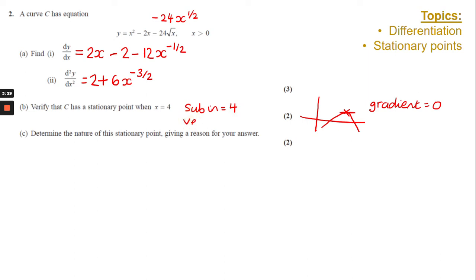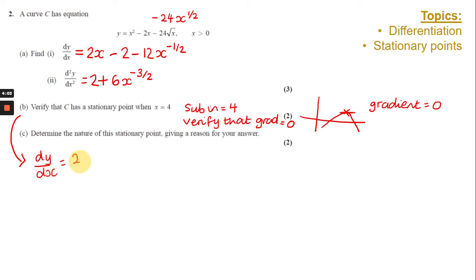And verify that the gradient is equal to 0. So I'm just going to draw a little arrow and I'm going to continue that down here. So if I have x is equal to 4, I'm going to put it into my first derivative, sorry. The reason I put it into my first derivative is because I know when I differentiate an equation, I get the gradient. So dy/dx should be equal to 0.